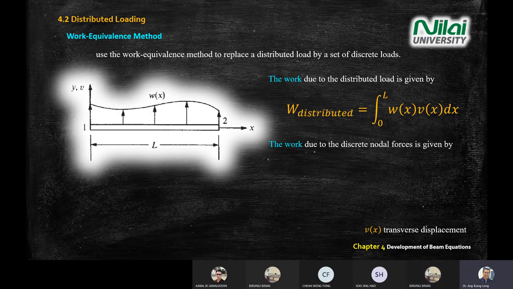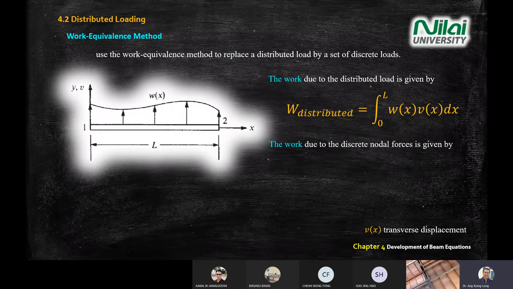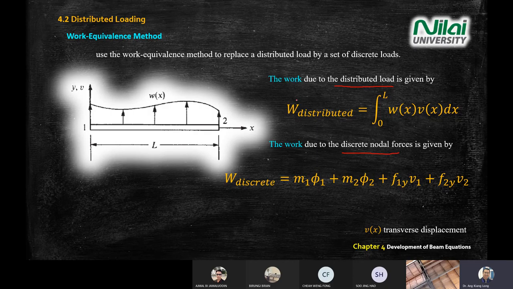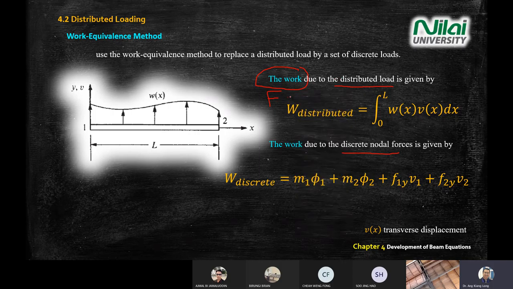Yes, sir. All right. So the next case, as you can see, the top one, this equation is for calculating the distributed load setting. Second is what happens if the work is in the discrete nodal force dimension, given by this equation. Meaning work can be done by the force. In this case, the force we are referring to is the distributed load, this W.